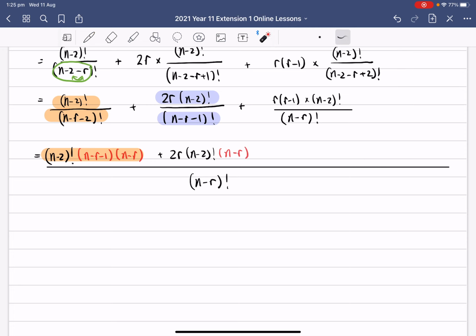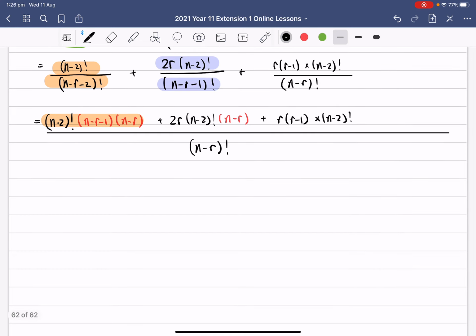Because remember, if you times this term by n minus r, it gives you n minus r factorial. It's like if you times 6 factorial by 7, you get 7 factorial, okay? Very similar, just opposite to unrolling the factorials. I would say rolling the factorials then. All right, so next, we don't need to do anything about it.